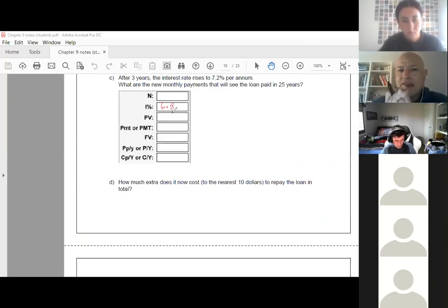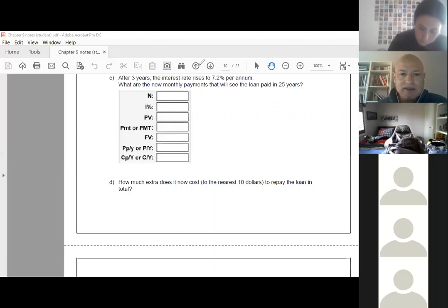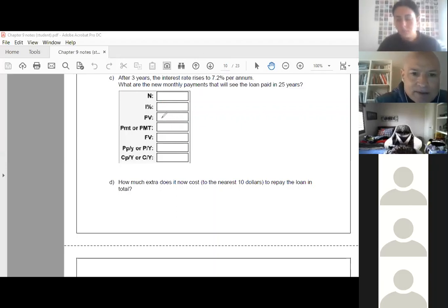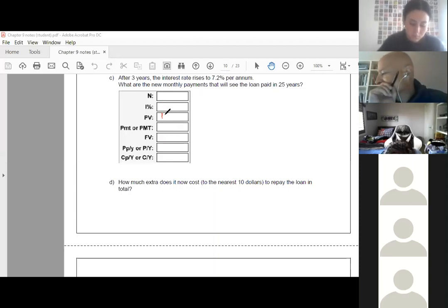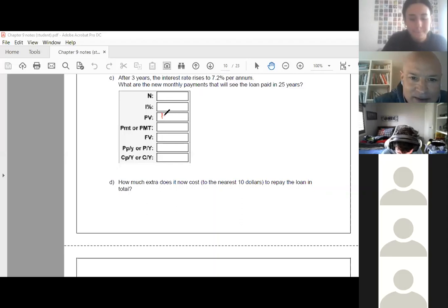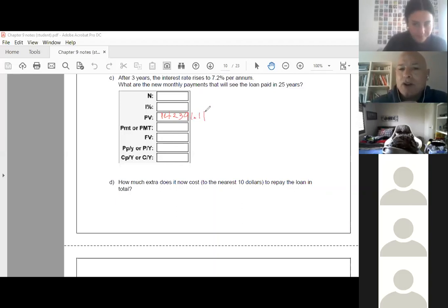So what we need to do is first work out how much we still owe after 3 years. Did we have that information? Yes, we did. That's what we just worked out. How much was that again? 142,391.91. So that's what I'm putting in the present value, because after 3 years, that's how much we still owe. Everyone agree with me there?